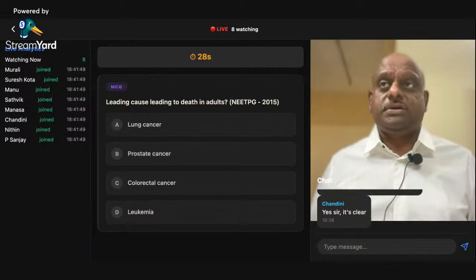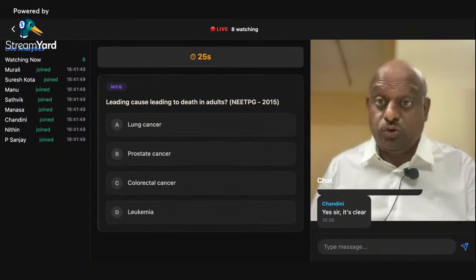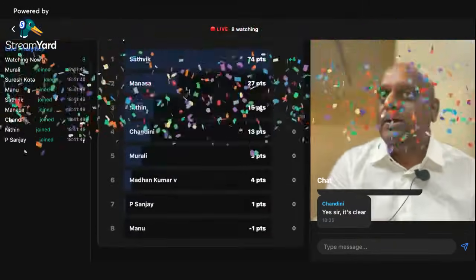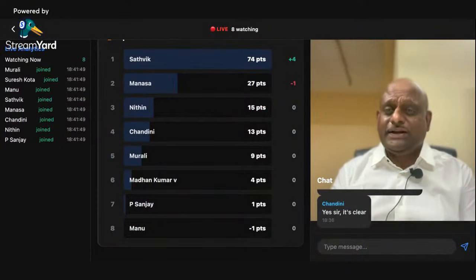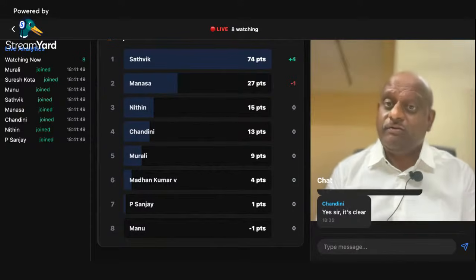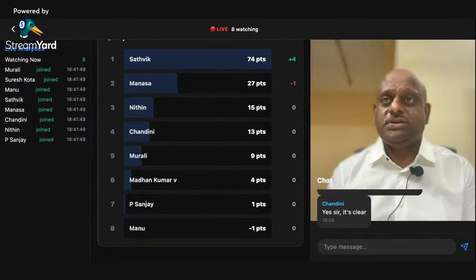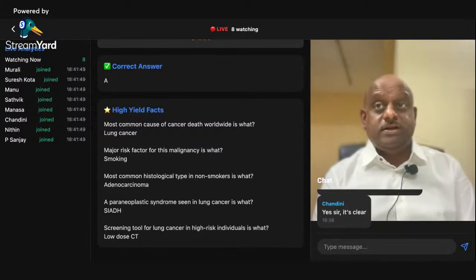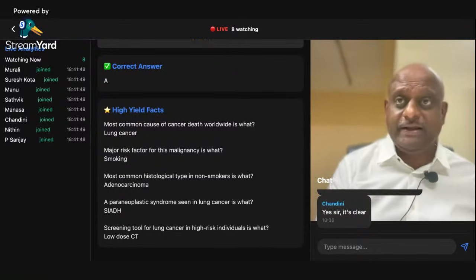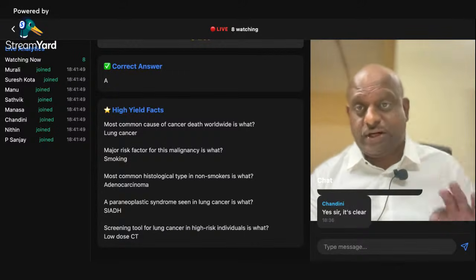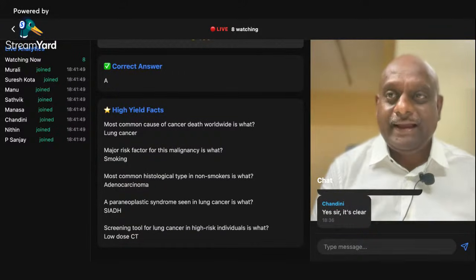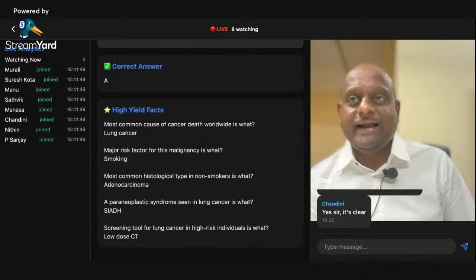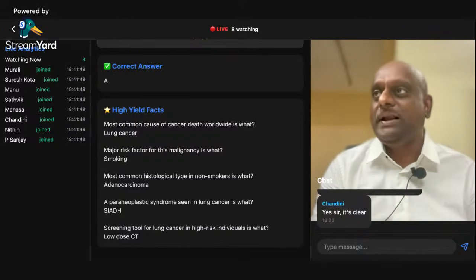What is the leading cause of death in adults? It was a 2015 question, 10 years back, so it was an easy question, right? Good. Satvik rightly answered lung cancer. We don't know who gets what. Our environmental pollution with carcinogenic agents is very difficult to guess. The most common cancer death worldwide is lung cancer. And the major risk factor is smoking, either by oneself or passively. And the most common histology, especially in non-smokers and women, is adenocarcinoma. And it leads to SIADH as a paraneoplastic syndrome. And we use low-dose CT as a screening test, is what we have to remember.